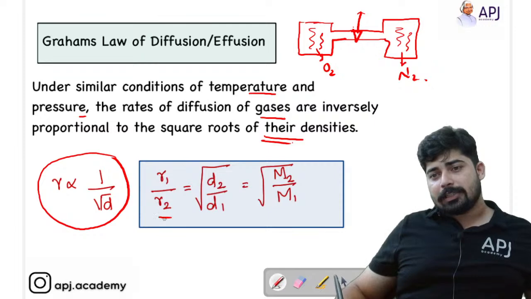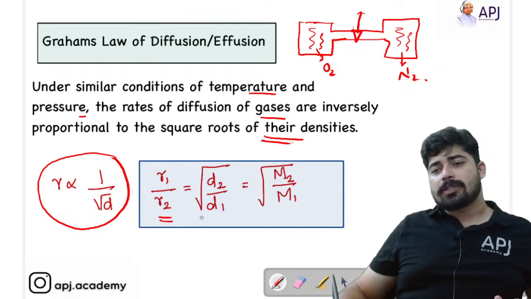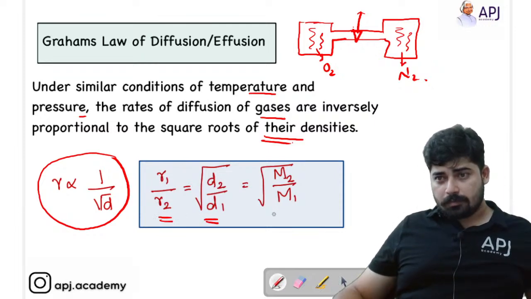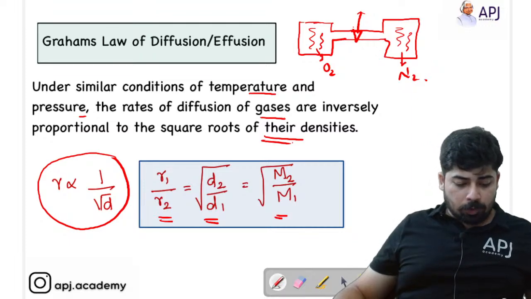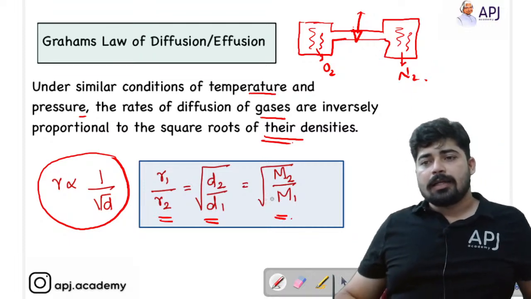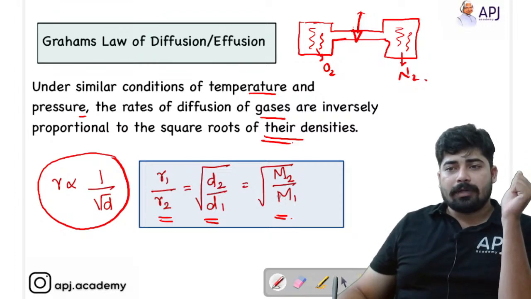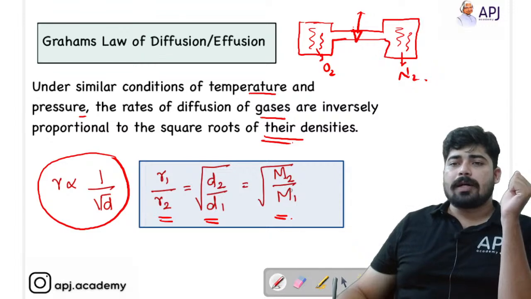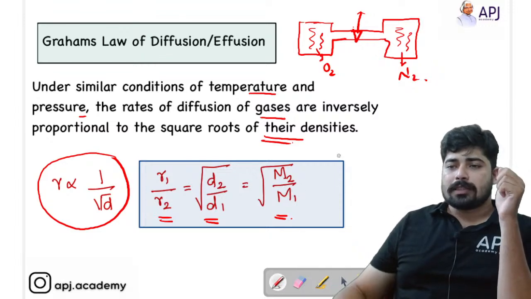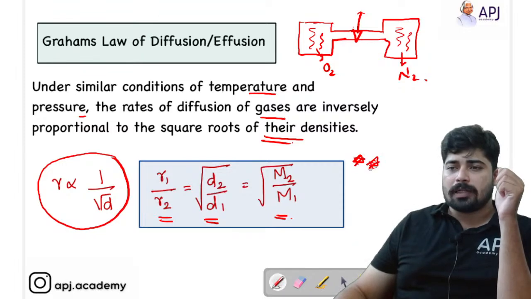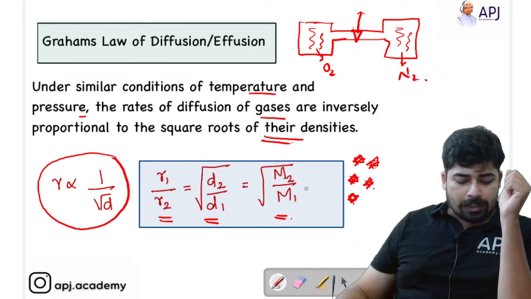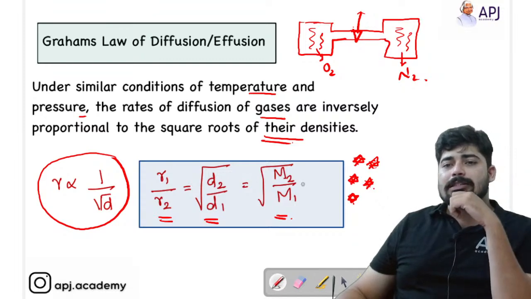So this is the relation you have to study. R1 by R2 is equal to root of D2 by D1, or it is equal to root of M2 by M1. So this relation is also very, very important, because you can expect direct questions from this point. Okay, you can expect direct questions from these segments.